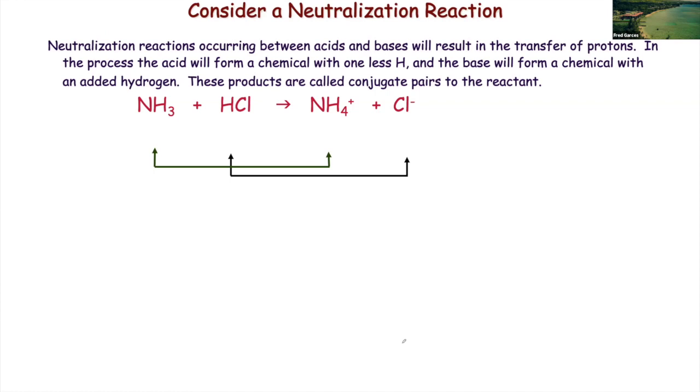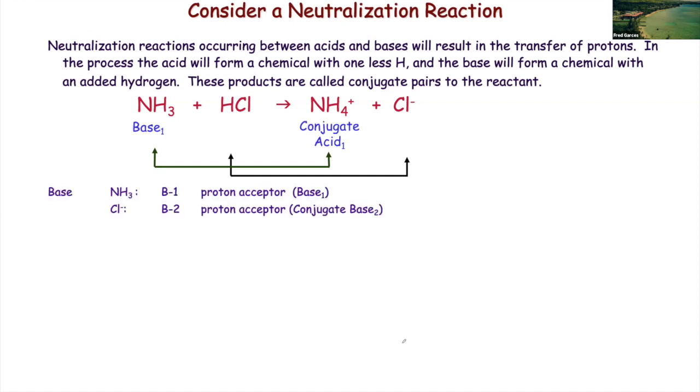Going back to that example, you see how NH3 becomes NH4 plus. That's why you see that arrow. HCl, by giving up its hydrogen, becomes Cl minus. Well, like I said, these are conjugate pairs. The conjugate pairs always differ by a hydrogen. Now, whereas ammonia is a base in the forward direction, how do you know it's a base? It's the chemical that accepts the hydrogen.